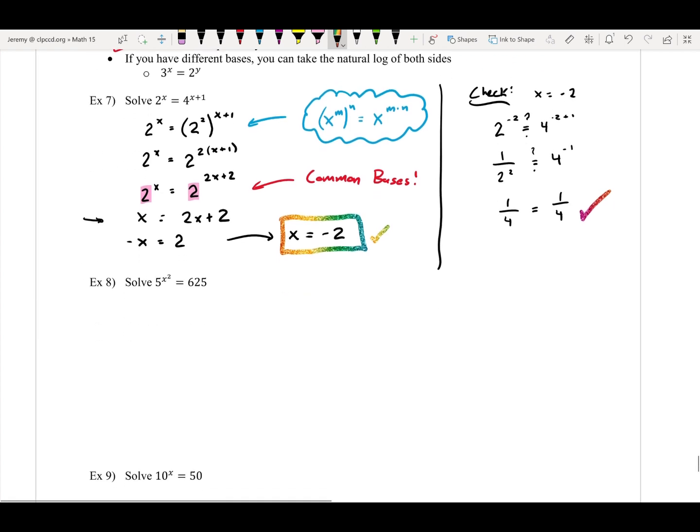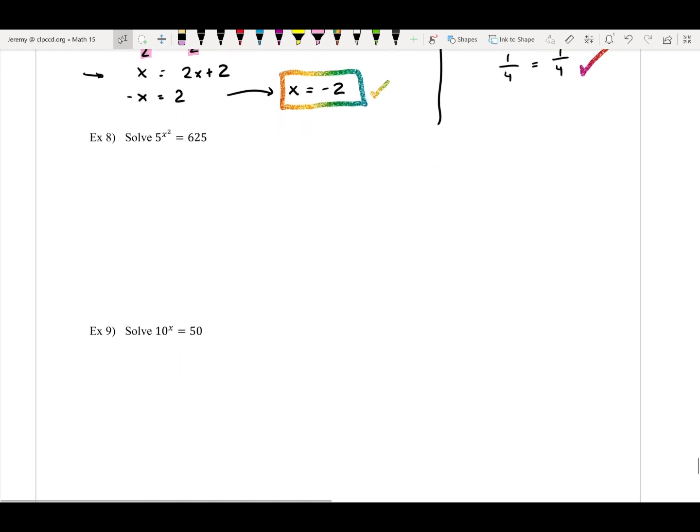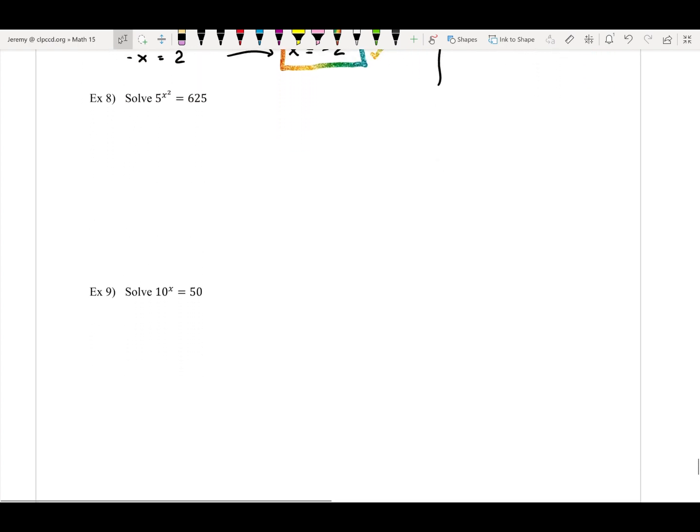It's especially important in this section that we check our answers because it is possible to get some extraneous solutions when solving exponential or logarithmic equations. So I'm always in the habit of checking my answers, even outside of this section, but it's especially important here.